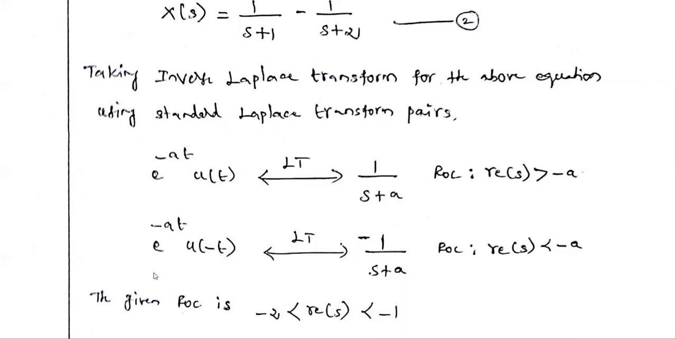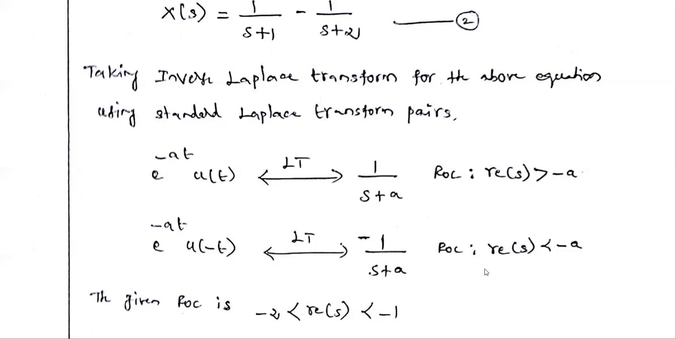Okay, and similarly, you know, e power minus at u of minus t. Okay, so this signal has the Laplace transform minus 1 divided by s plus a. But the ROC is that, any signal multiplied with u of minus t means the signal is available in the negative time, that is an anti-causal signal. So for an anti-causal signal, you know, the ROC is always less than some value. Okay, that means left-sided region. Okay, for a causal signal, ROC is always greater than some value, that is right-sided region.